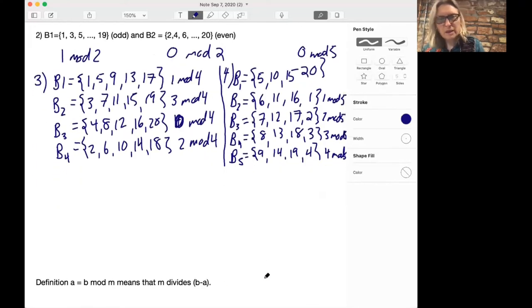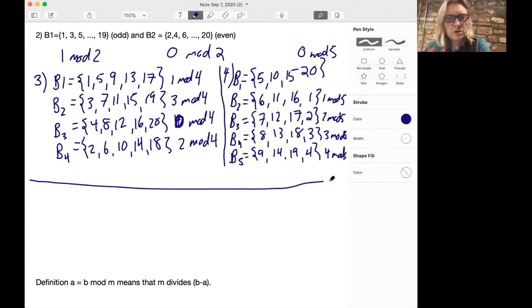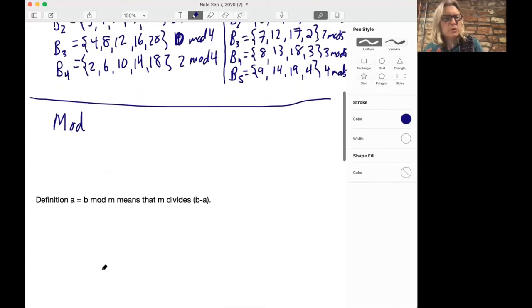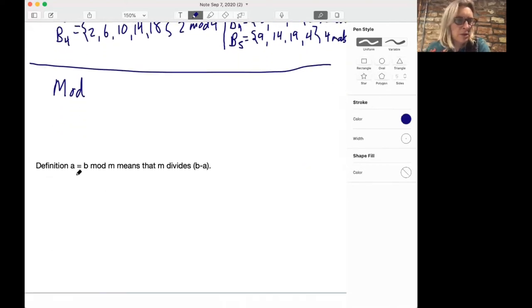You can also make 2 sets of size 10 or 10 sets of size 2. So what's going on here? It turns out that one of the most natural ways of making a set partition of the set of integers, or the set of integers in a range, is to look at what it means to be mod. And sometimes the word congruence is used here too. And the definition of mod: 2 numbers, A and B, are equivalent or congruent mod M. And usually there are 3 bars in the equal sign there. But it means that M divides B minus A.